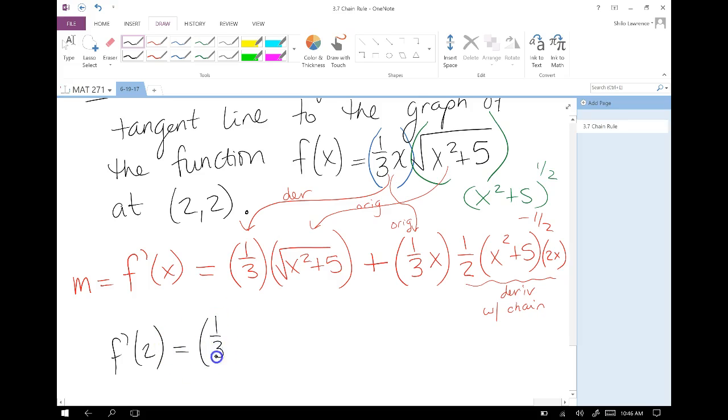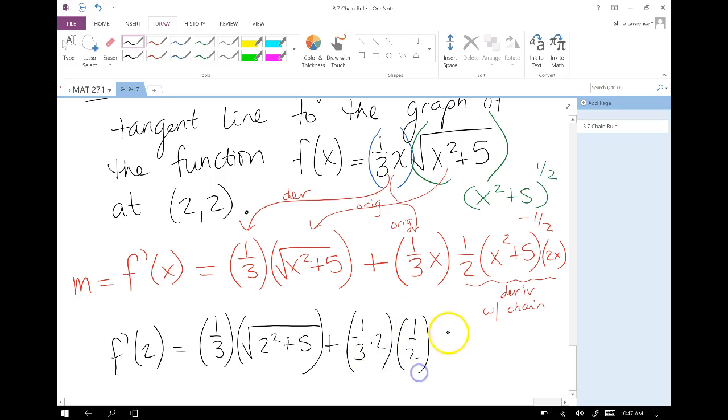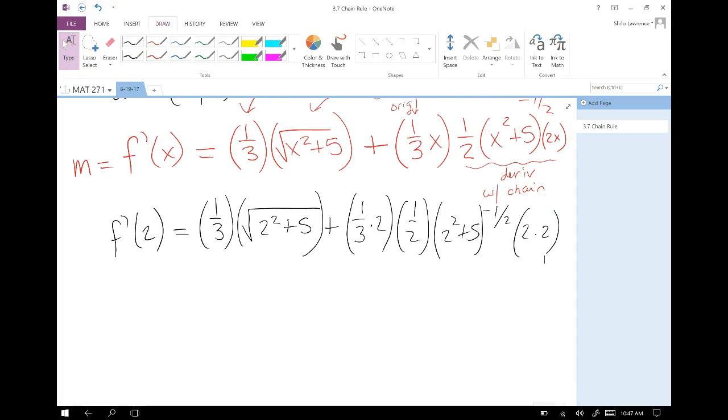So we've got a third times the square root of 2 squared plus 5 plus a third times 2 times a half times 2 squared plus 5 to the negative half times 2 times 2. I don't think it's a good idea to type that whole thing in your calculator at once. You might be able to. Just be careful.